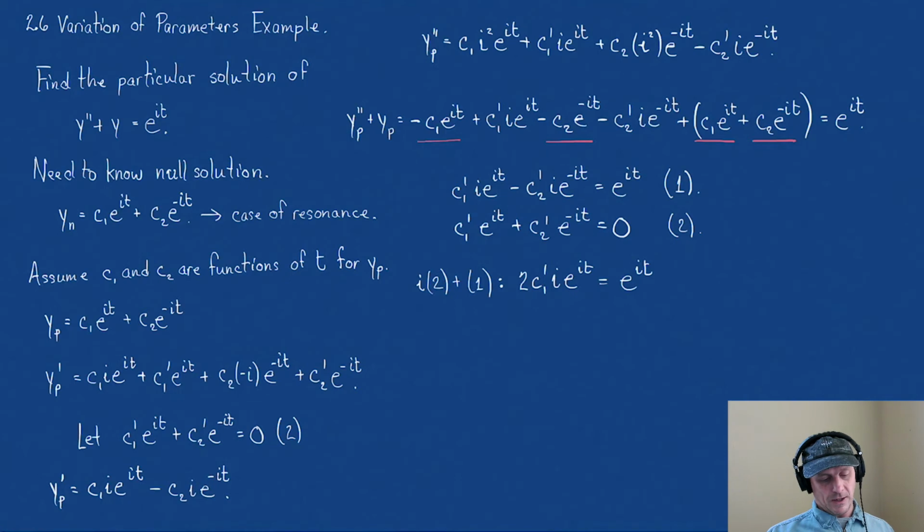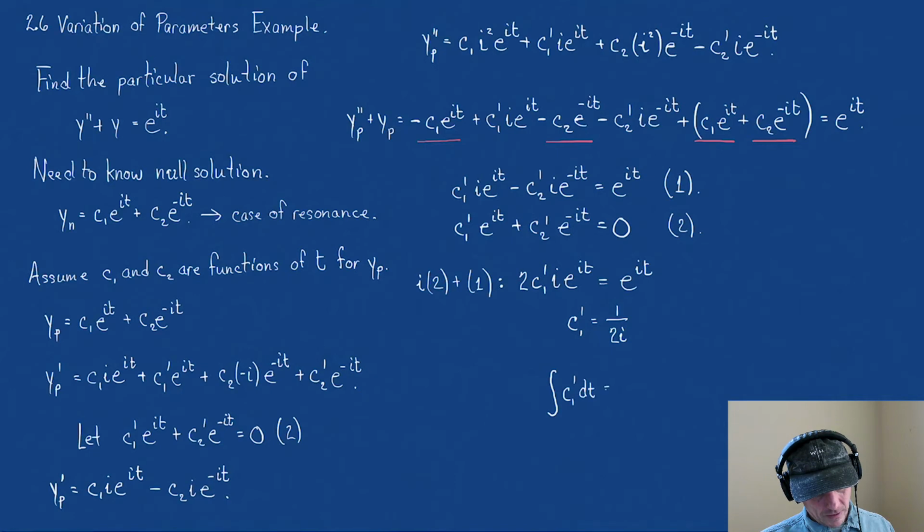Okay, I know that takes a bit. Double check. If I did something wrong, please shout out, let me know before I continue on. The e to the it's will cancel. That's just a 1, and I'm going to divide by 2i. So now I have c1 prime is 1 over 2i.